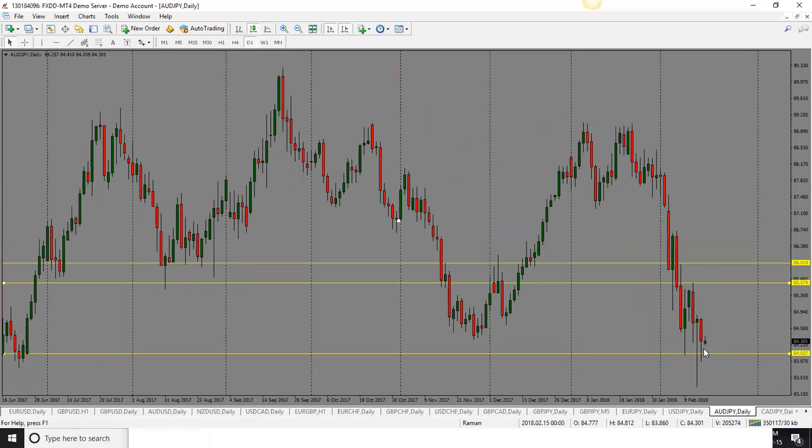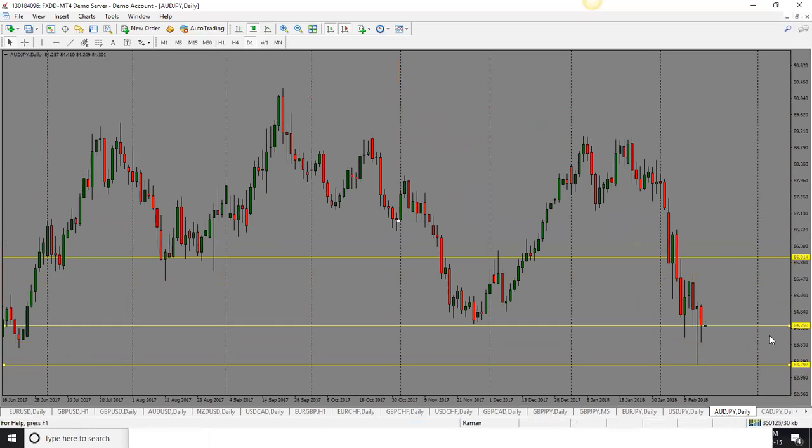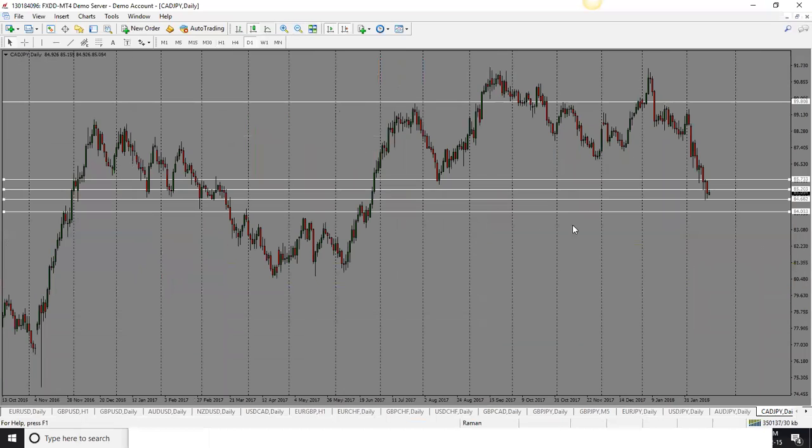Aussie yen, same thing, bias is to the downside. First target will be the low of today, which is 83.85, and then looking for the bigger bottom, which is the 83.30-ish level. So first target is the 83.80 level. Looking for a drop there. Same thing with CAD yen, looking for price to drop further. And in this case, we've had a bearish candle close.